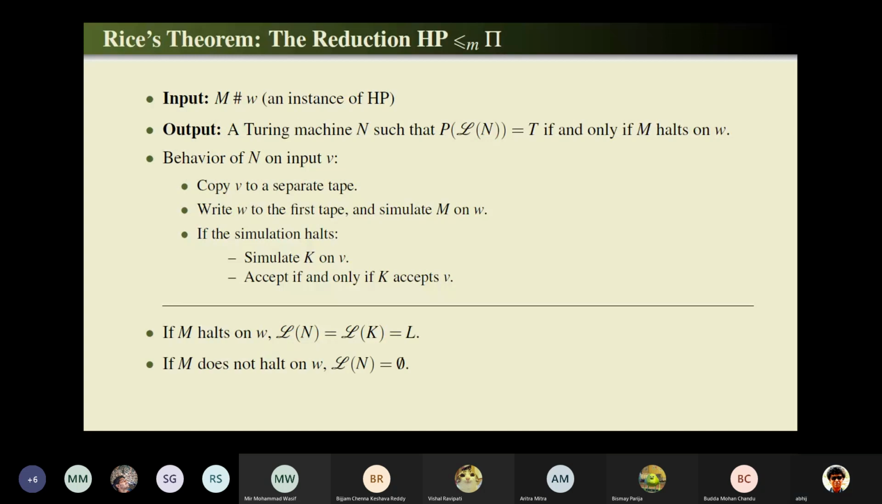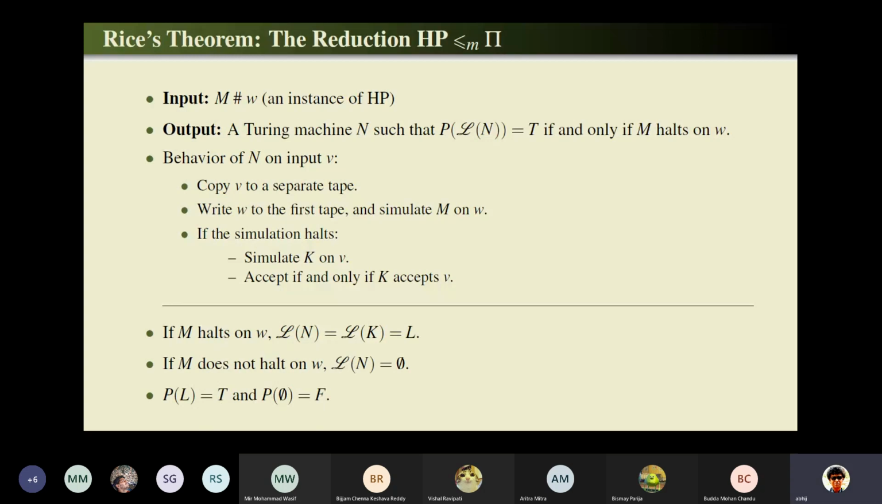On the other hand, if M does not halt on W, the machine never comes to the third stage and simulates K. Okay? Because it is stuck in the second stage. So it accepts nothing. So the language of N will be phi. And we know L satisfies the property, the empty set does not. Okay. So if it is the other way, I will have this is F, this is P. Okay. So that's good enough for the undecidability proof.